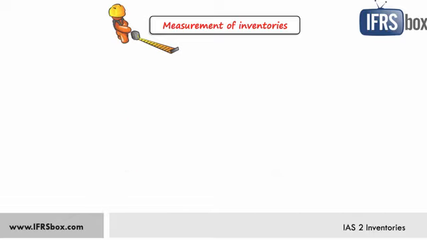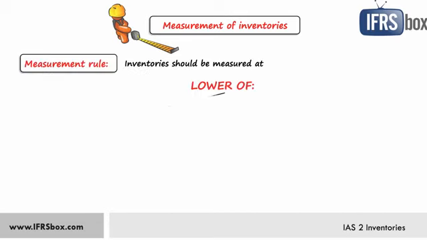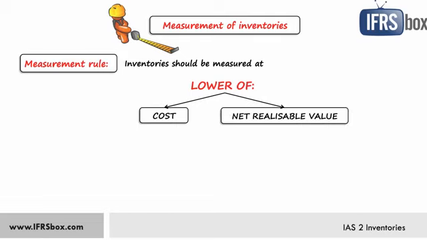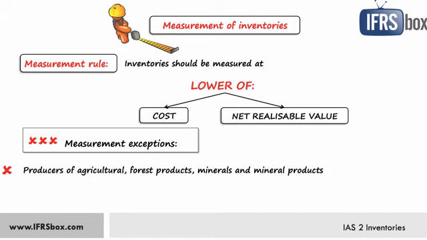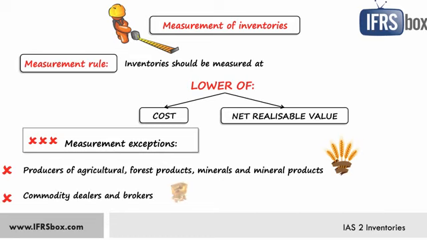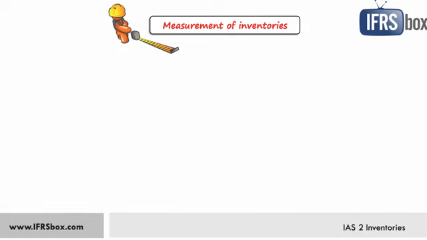How should we measure inventories? Well, the basic measurement rule is to measure inventories at lower of cost and net realizable value. There are only two exceptions or two types of inventories to which this rule does not apply. Number one, producers of agricultural or forest products, mineral and mineral products, and they measure inventories at net realizable value basically. And commodity dealers and brokers who measure their inventories at fair value less cost to sell, for example, gold, petrol, and similar.